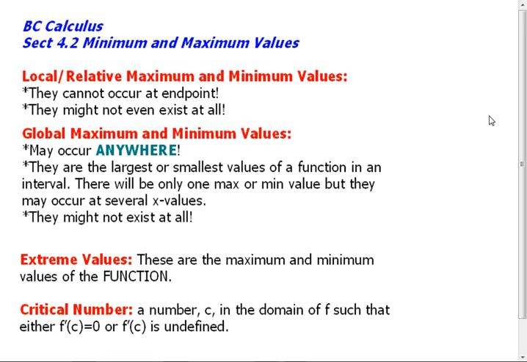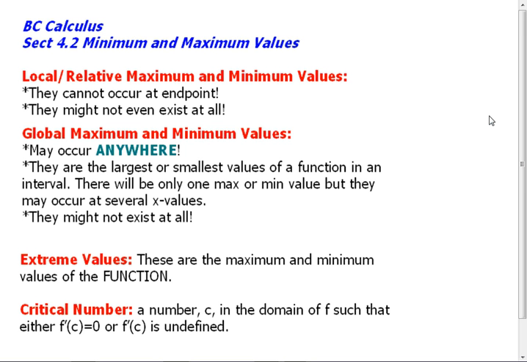4.2 is mins and max. Okay. Now, as far as we're concerned, if they're talking about local and relative max and mins, they're never going to be at endpoints. Our textbook says that as well.